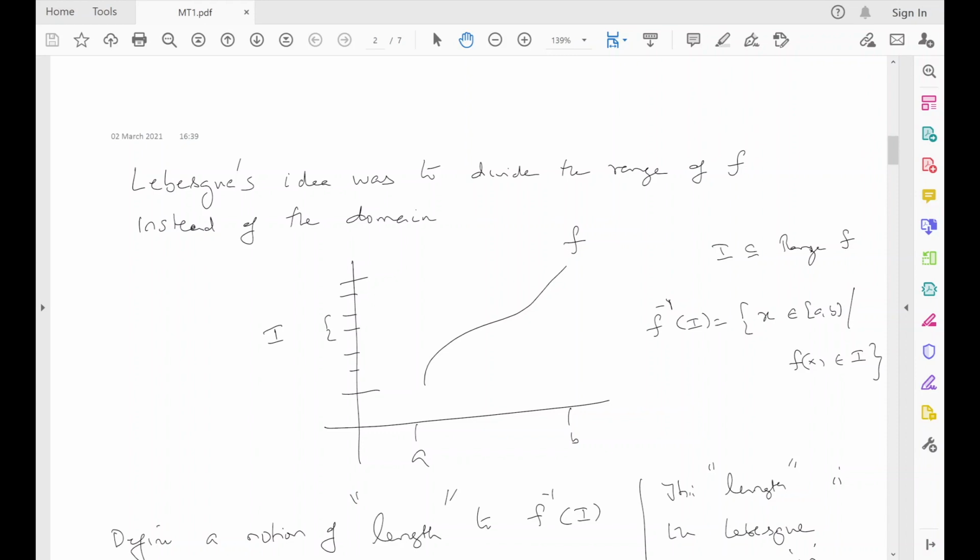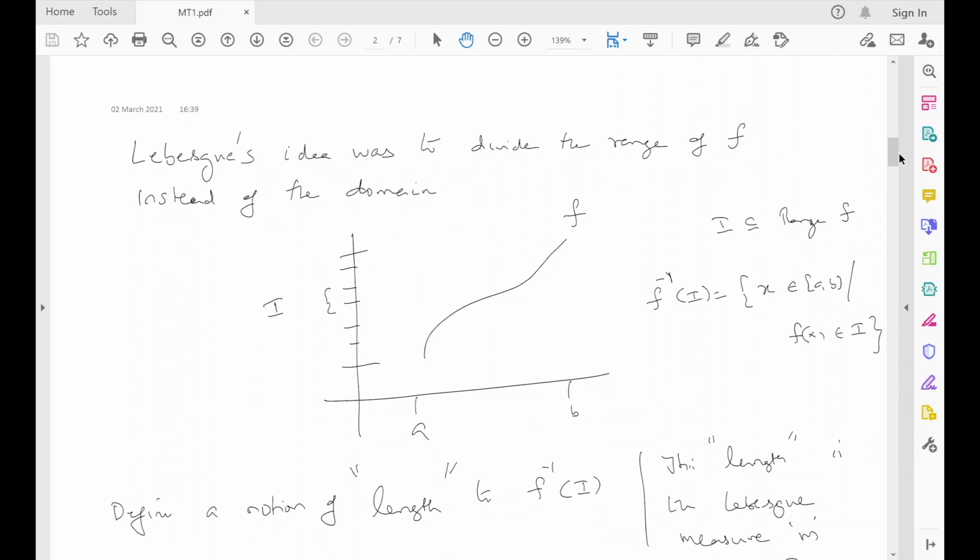Now f inverse of I, in this picture, will be a nice interval, but if I have a different kind of function, f inverse of I need not be an interval. But then Lebesgue's idea was to define a notion of length to these kinds of sets. Okay, so let's try to understand that.